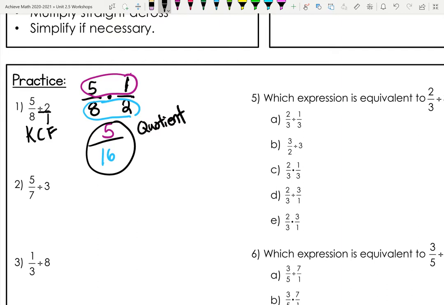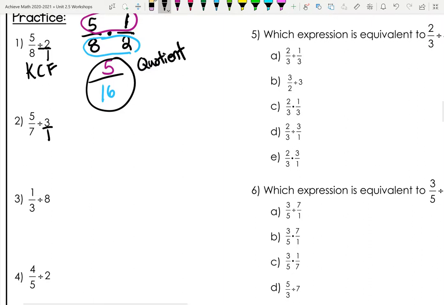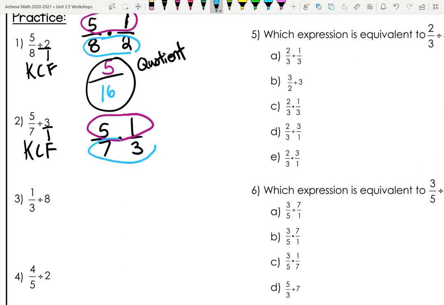Likewise, number 2, added a denominator. I'm going to then keep, change, flip. Keep, change it to multiply, and flip. Let's do numerator times numerator, denominator times denominator, and voila, I get 5/21.